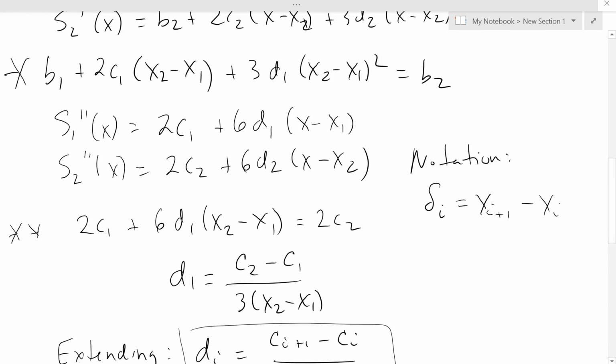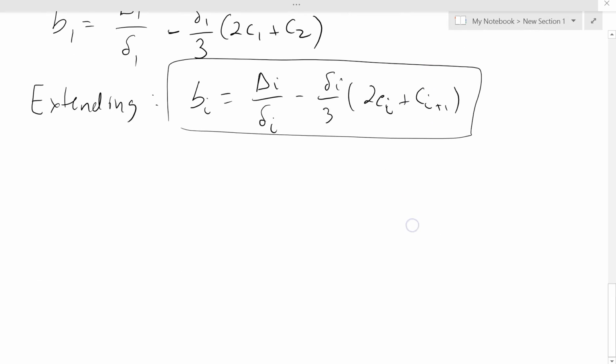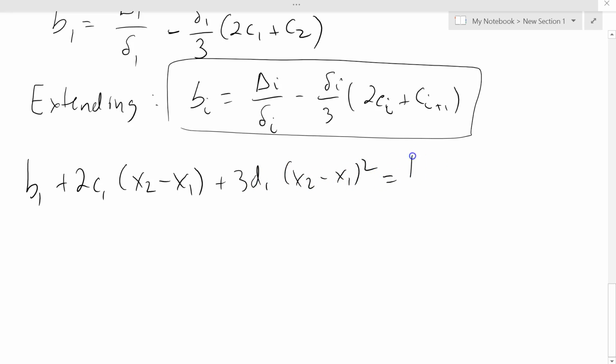So, chances are I remember that when I get down here. We had B1 plus 2C1 times x2 minus x1 plus 3D1 times x2 minus x1 squared equal B2, right? I think I remember that correctly. You're thinking, darn it, it could have been a check mark. All right, but now we have formulas for the B1, the B2, and the D1, right? We agree with that?